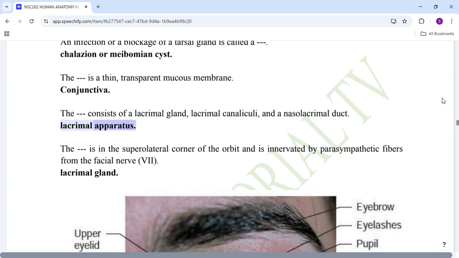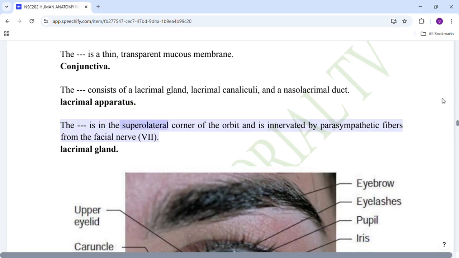The lacrimal gland is in the superolateral corner of the orbit and is innervated by parasympathetic fibers from the facial nerve, cranial nerve 7.